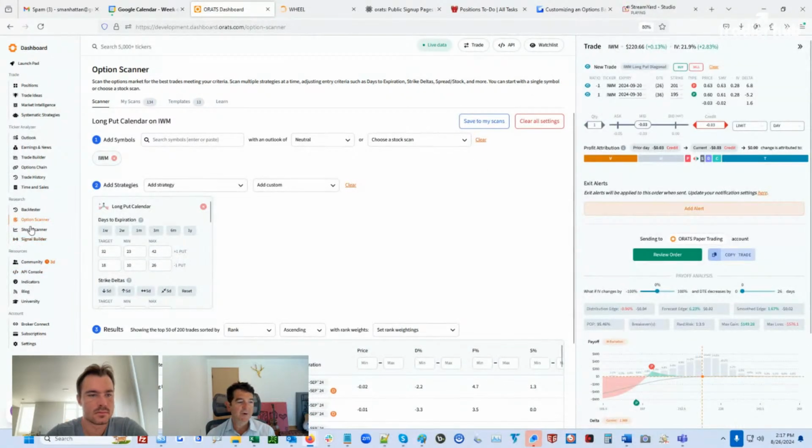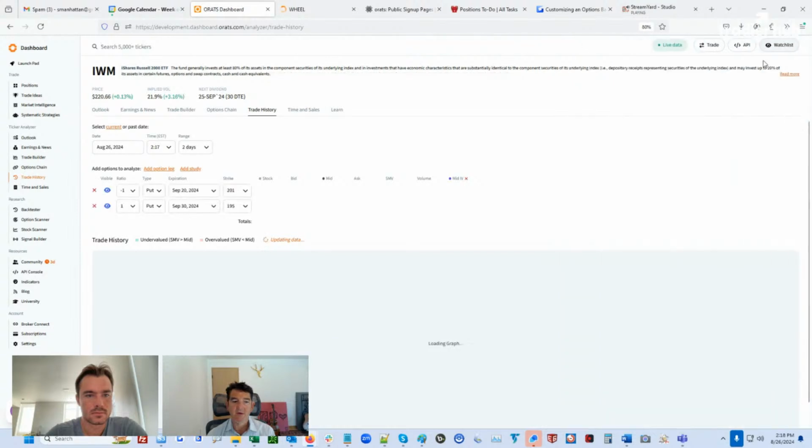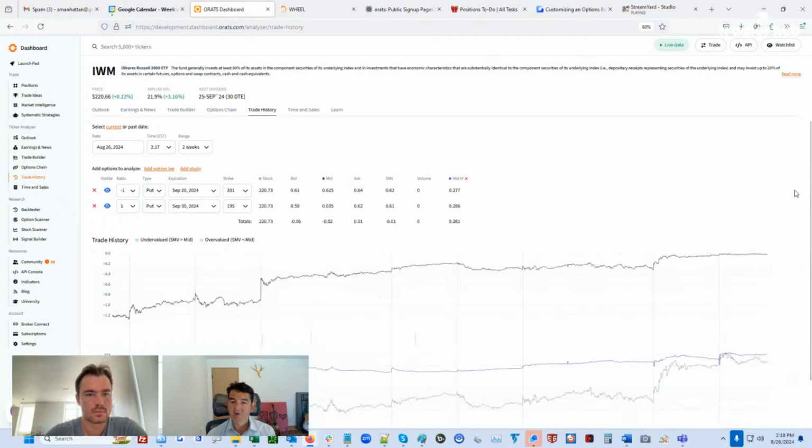So the trade history shows where it's been over various time periods. We could say 2 days, or we'll just go for 2 weeks. So the stock price is down here. The stock price has been going up in IWM, and this particular strategy has been going up as well.